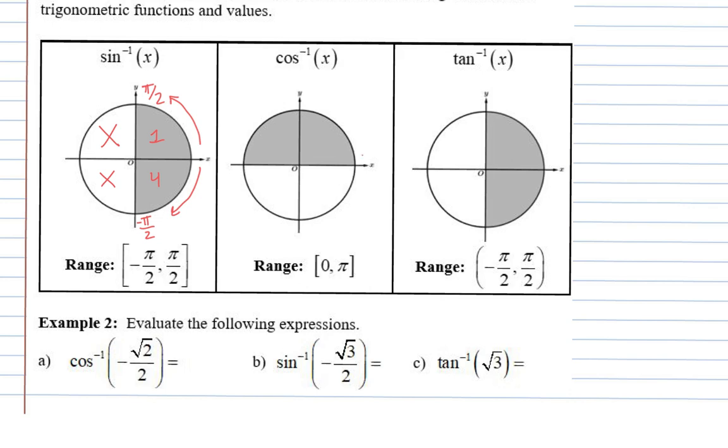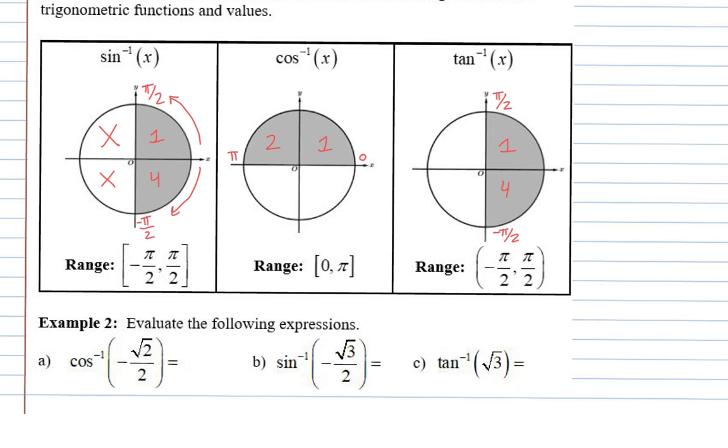For cosine, it is from 0 to pi. So only the first and second quadrant. That means all your answers have to be there. That's it for the domain. And then for tangent, the range has to be, just like sine, from pi over 2 to negative pi over 2. So again, it only works in the first and fourth quadrant.